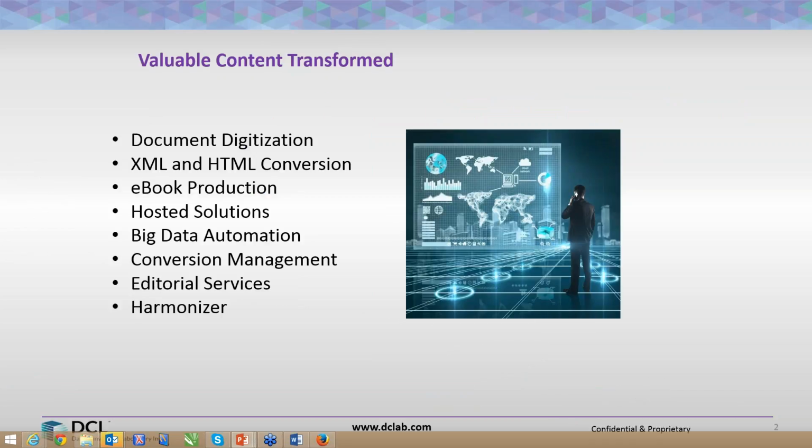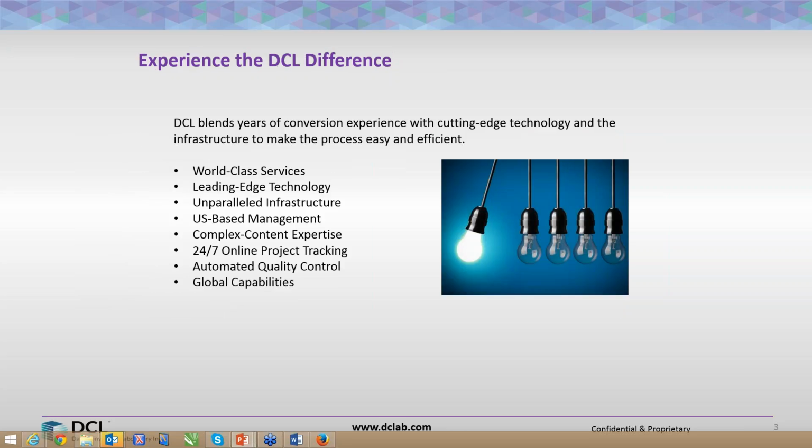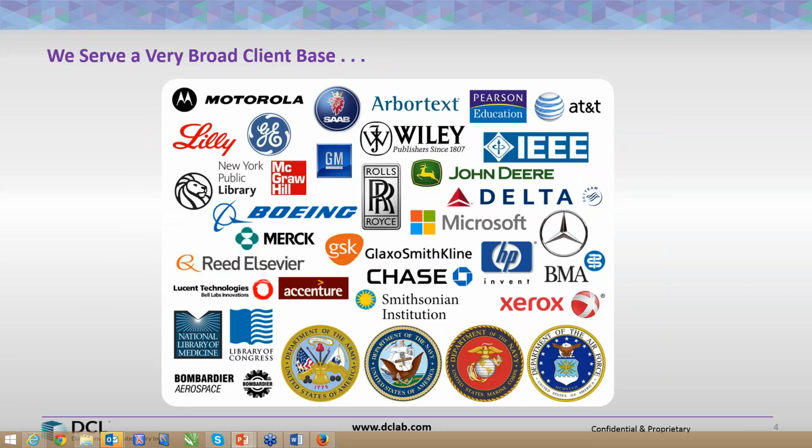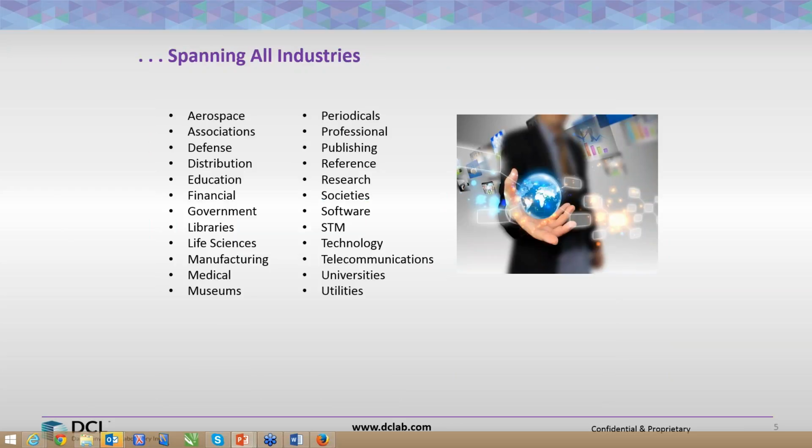For those of you who are not familiar with DCL, we convert and organize content to create electronic documents, populate databases, publish on the web, and basically get it ready for tomorrow's technology. DCL services help you refine your document conversion strategy, identify document redundancy, extract metadata, and transform legacy and future documents for real needs, today and in the future. We serve a very broad client base, spanning all industries.